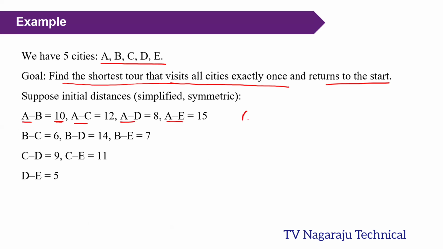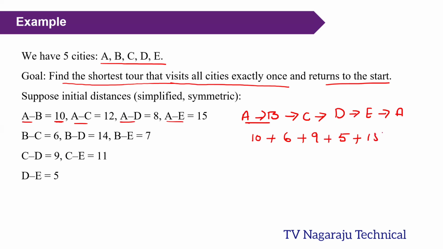Now, what I am doing initially, I am taking A to B, B to C, C to D, D to E, and E to A. Generally, this is my initial solution. What is the cost? A to B cost 10, B to C cost 6, C to D cost 9, D to E cost 5, and E to A both are same, 15. Now the cost is 15, 20, 29, 39, 45. Now the cost is 45. Now initially I assumed the best cost. Right now the best cost is 45.